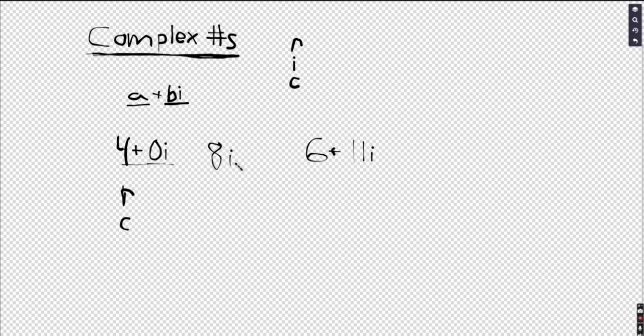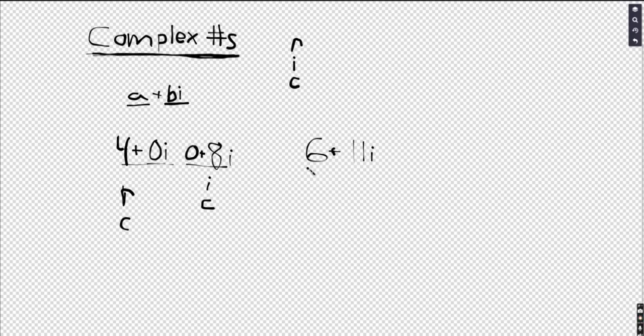Now let's get 8i. Does it have a real part? Technically it does, it can just be written as plus 0, but if the real part is just 0, it's going to be an imaginary number. So we know this is an imaginary number, and it can be written in the form a plus bi, so it's a complex number.